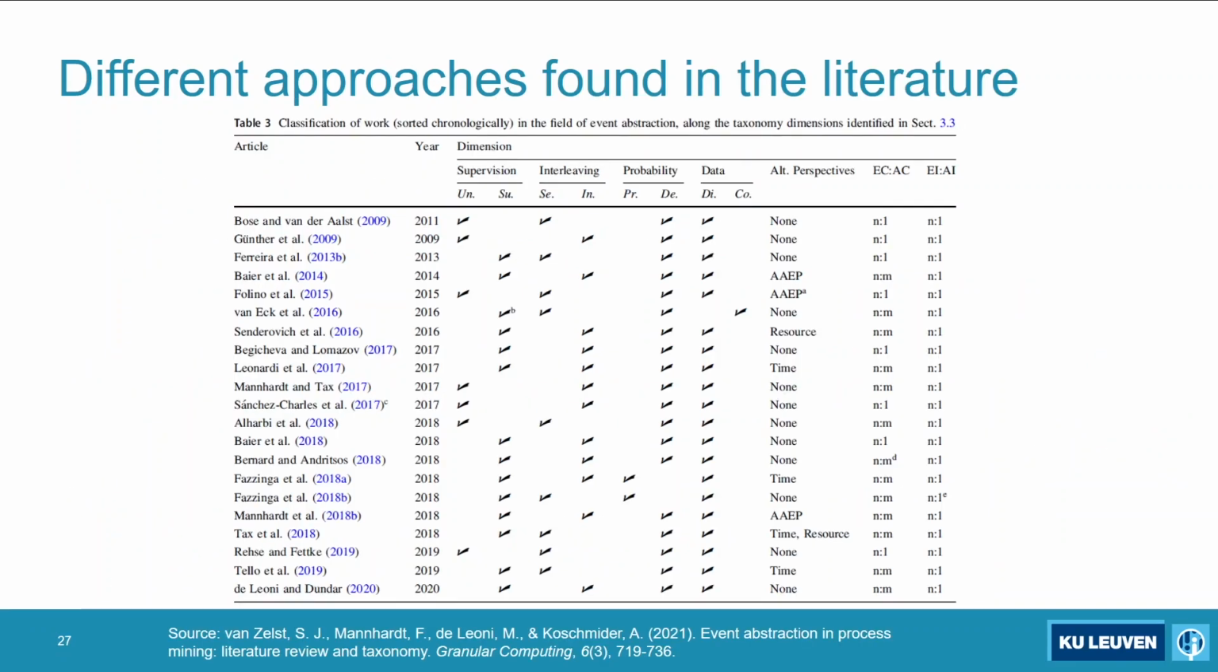Here you see a full overview. Again, the paper by Sebastian is really a nice reference work if you look into event abstraction techniques, a very recent survey. It covers almost all the techniques that are relevant in the field. So if you have an interest in this field, start there, I would say.